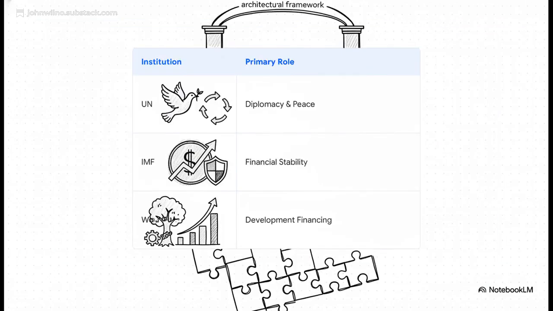Nada. Which brings us to the big three, where each one has a super specialized role in this whole architecture. You've got the United Nations taking point on diplomacy and peace coordination. Then, flipping over to the financial side, the International Monetary Fund, the IMF, steps in for financial stability and crisis support when economies hit the fan. And finally, the World Bank tackles long-term development financing. They're all holding a completely different piece of the puzzle, coordinating rather than commanding.